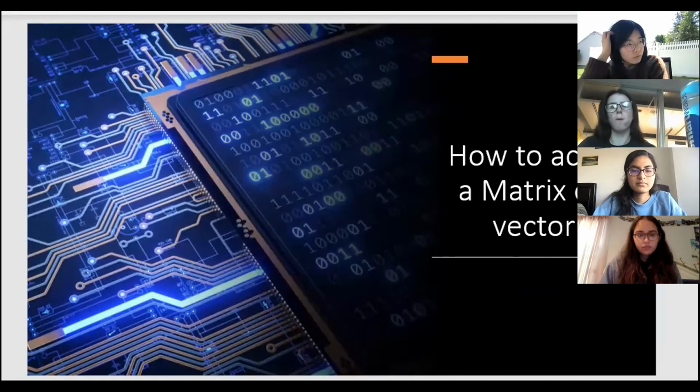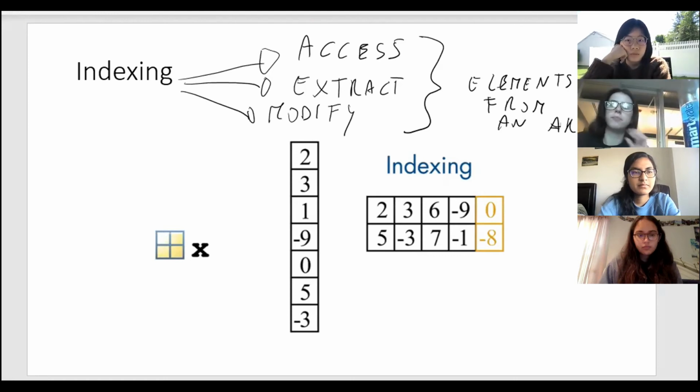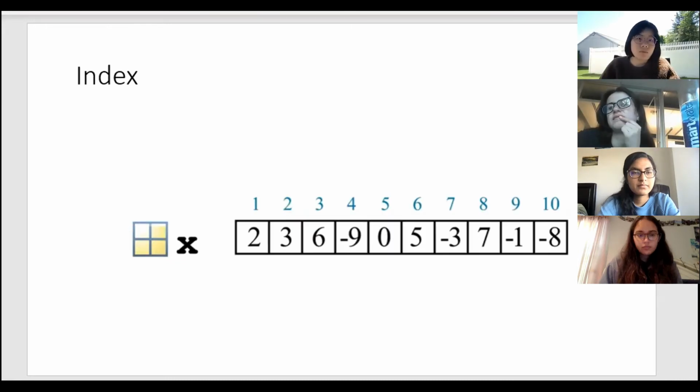Okay, now finally, we'll see how to access a matrix or a vector. So first of all, we have to define what we mean by indexing. Indexing refers to how to access, extract, or modify elements from an array. So the index is only the position of a value inside an array. And so you will access most of the time a vector, a matrix, a cell, or whatever MATLAB type of array, by indicating this index.